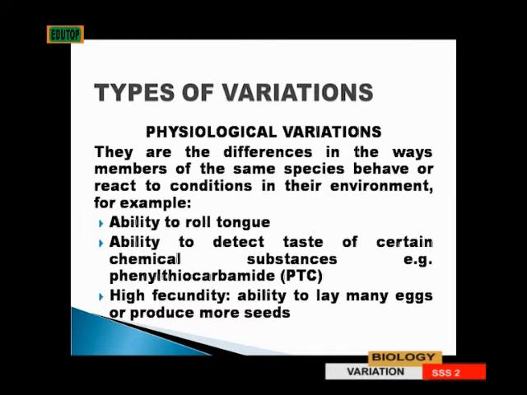It's either the garden pea is wrinkled or smooth. So you can't measure that. You can't measure the level of smoothness or wrinkledness. So we say they are qualitative variation, physiological variation.